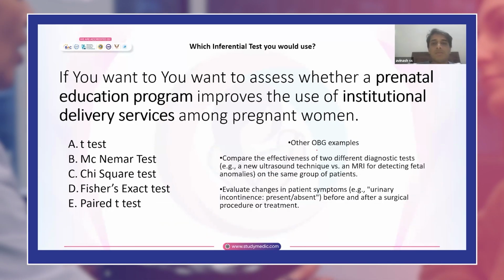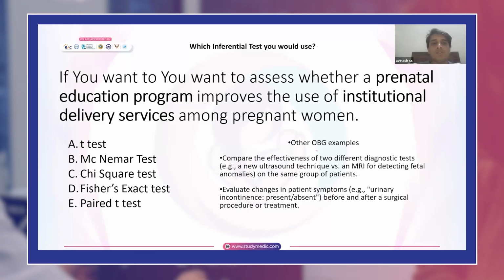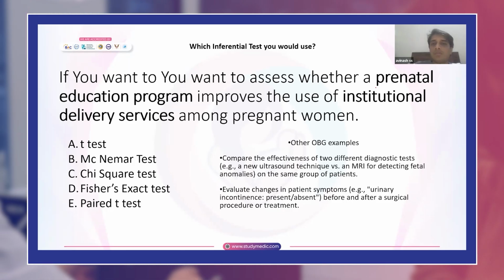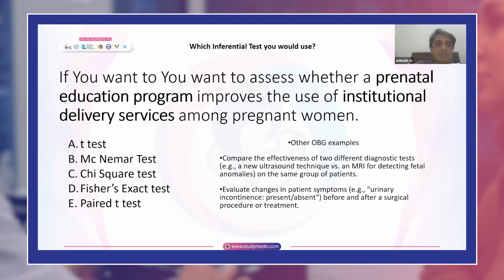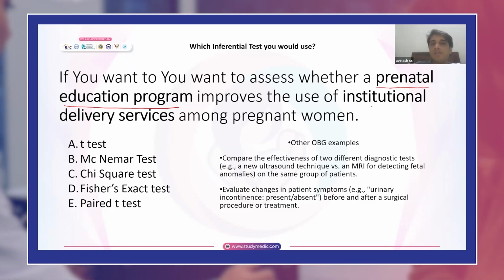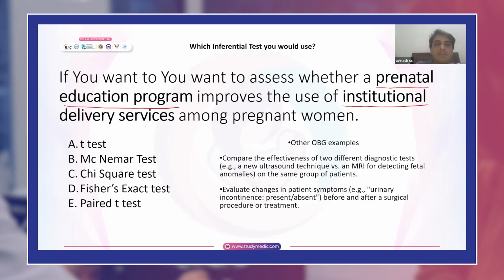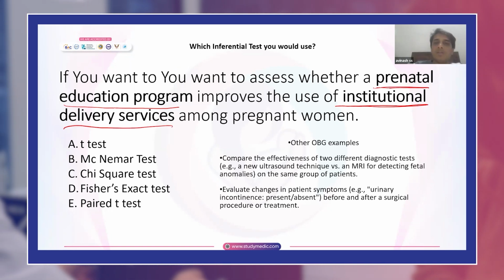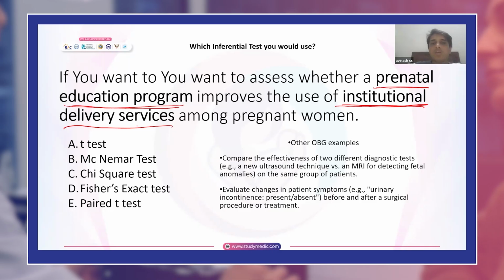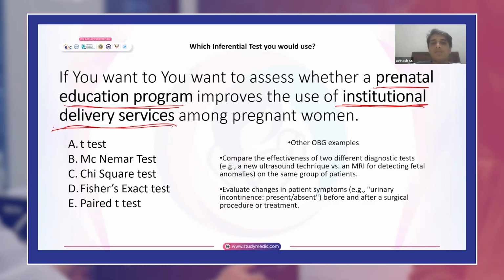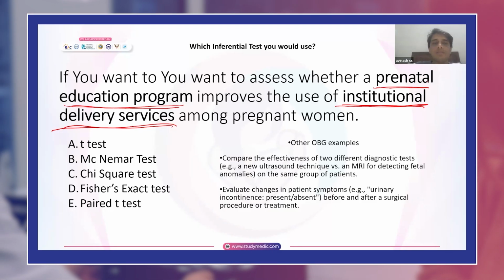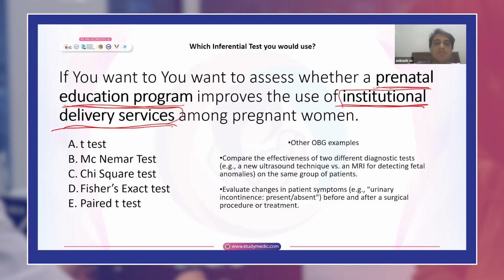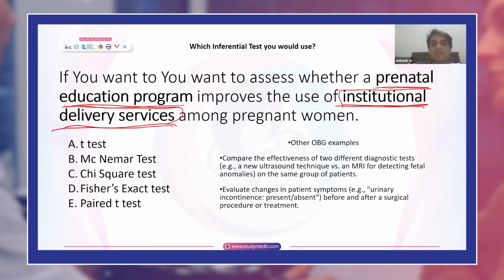Now, if you want to assess whether a prenatal education program improves the use of institutional delivery services among pregnant women, what they are doing here is, before the prenatal education program, whether they wanted institutional delivery service or not. After conducting the prenatal education program, whether they wanted institutional delivery service or not. That is what you are trying to see. That means if there is any change in whether they answer yes to institutional delivery or not, that is the categorical variable before and after the prenatal education program.